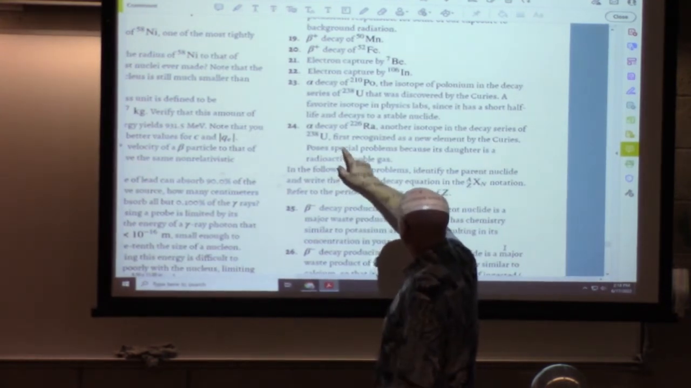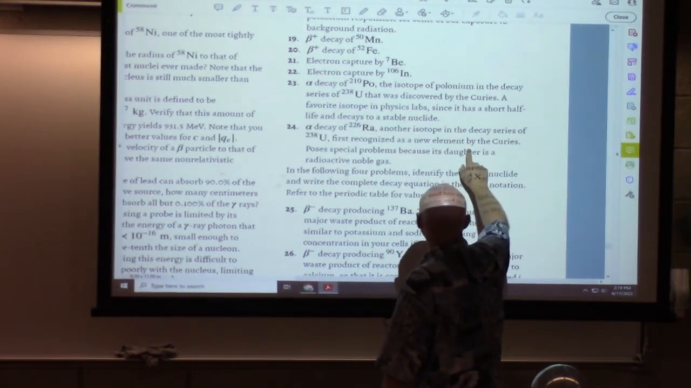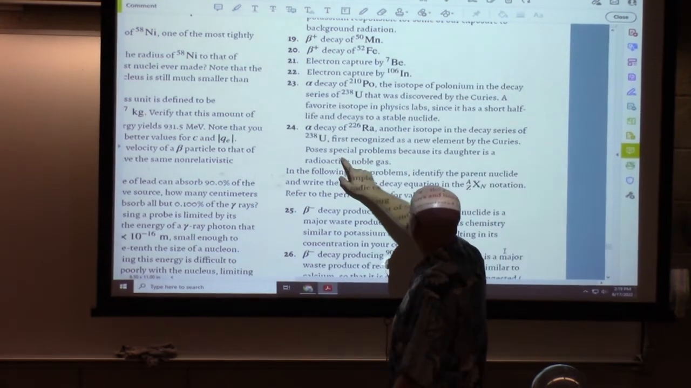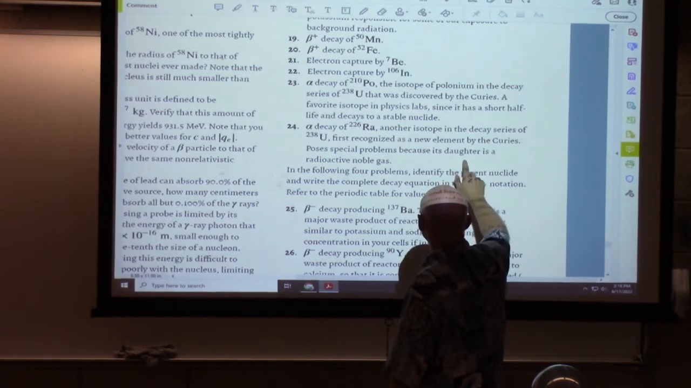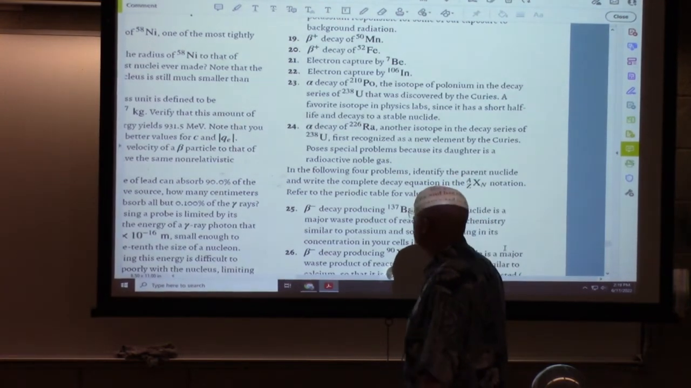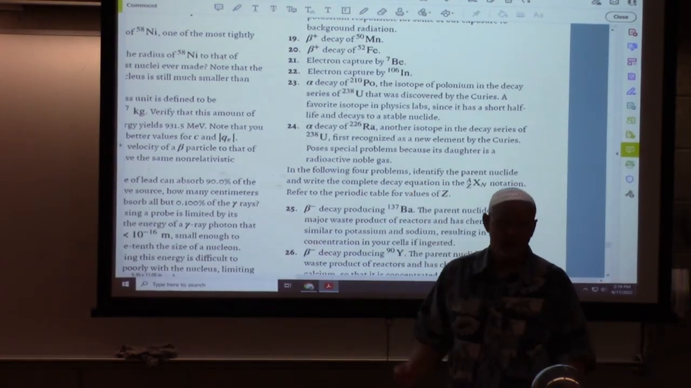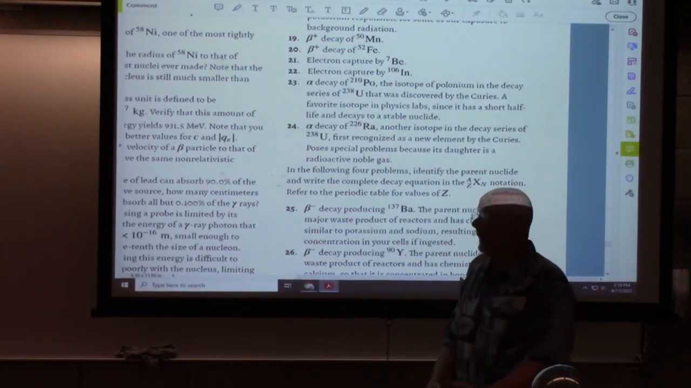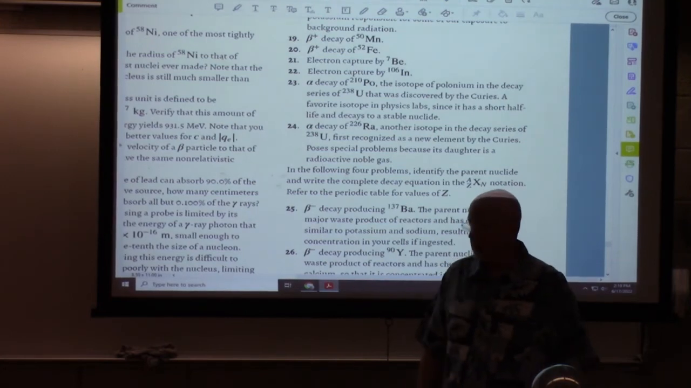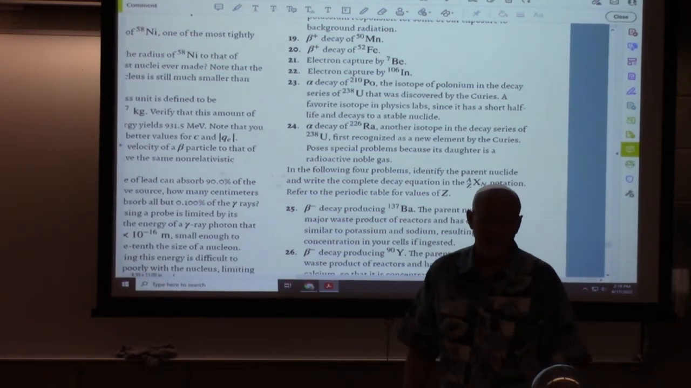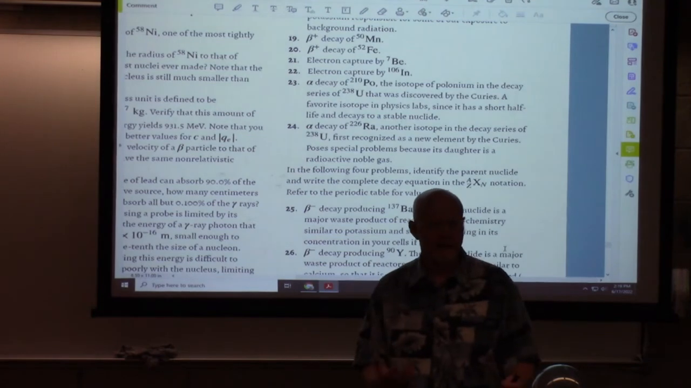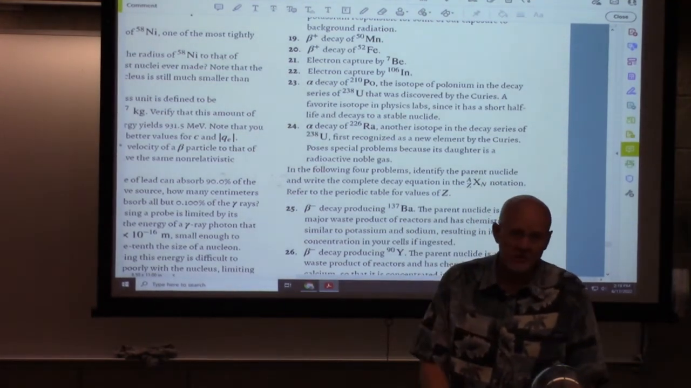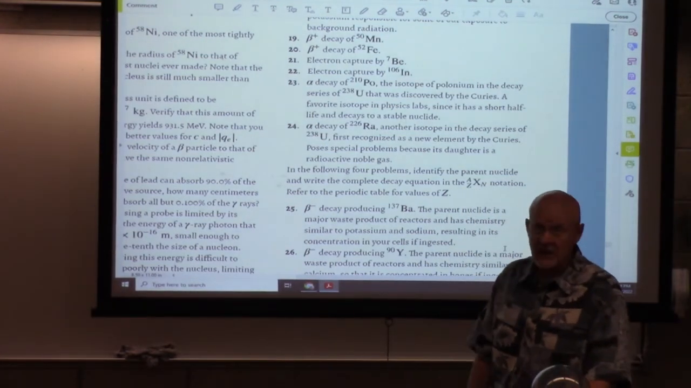And this was first recognized as a new element by Madame Curie and her husband, and it poses special problems because its daughter is a radioactive noble gas. And so that means you would breathe it. If you're working with this and don't know what's going on, you end up breathing all this radioactive substance, and that's what happened to the Curies. I think they both died of cancer. I think Madame Curie, after getting 2 Nobel Prizes for all this work, died of leukemia. So it's kind of a sad side story.